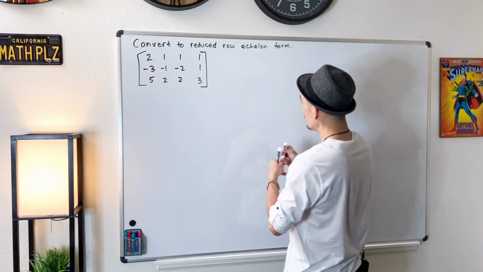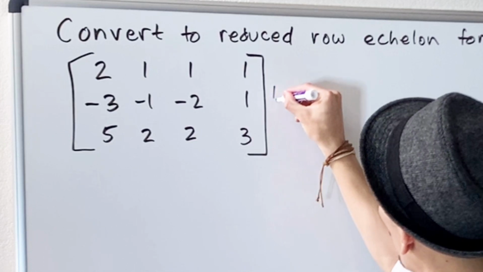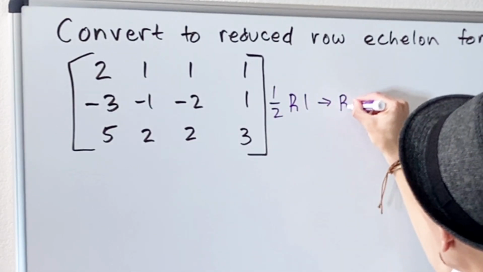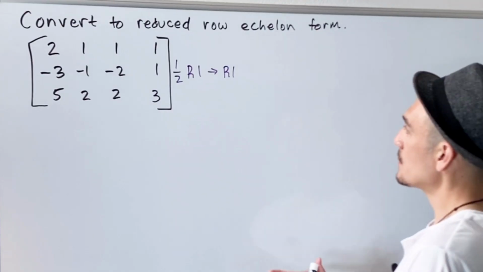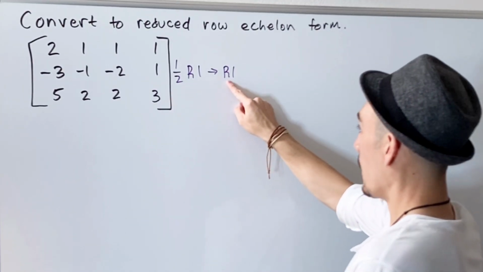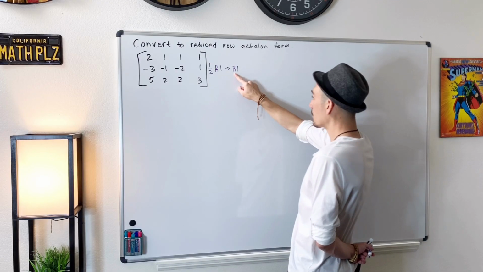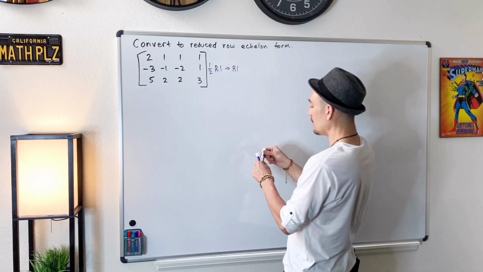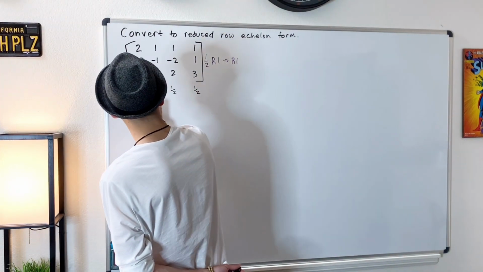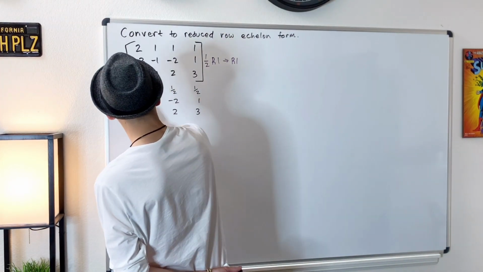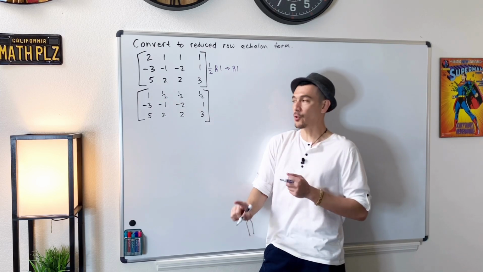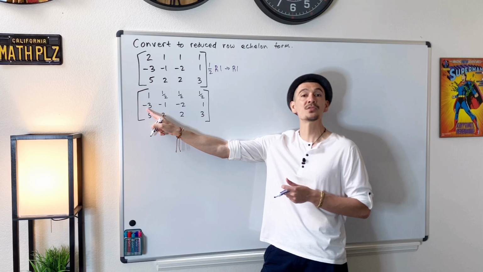So what I'll do is I will take 1/2 of row 1, and I will call that the new row 1. So this says what I'm going to do, and this is the row that is going to be changed according to this. So if I do that, I get the following. So now that this is a 1, what's the next order of business? The next order of business is to turn this into a 0.